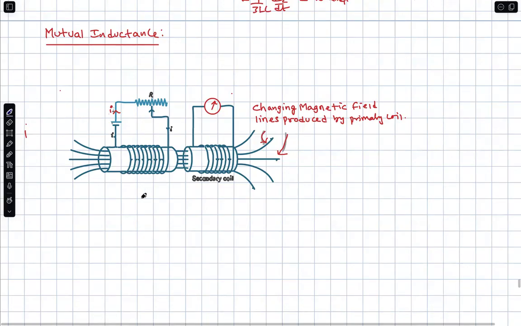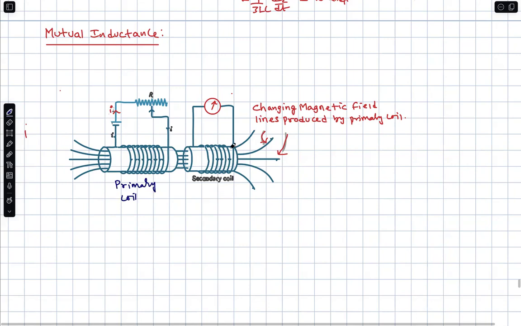Now, in this case, this is called the primary coil. Remember, just by changing the resistance here, I am changing the current inside this coil. By changing the current in this coil, I am changing the flux linked with this coil. And this flux generated by this coil is also linked with the other coil, which is called the secondary coil.